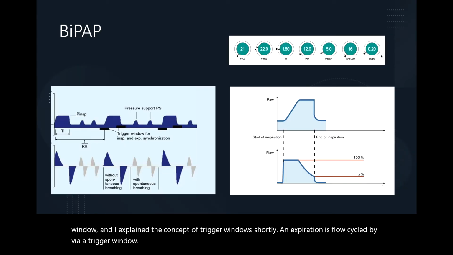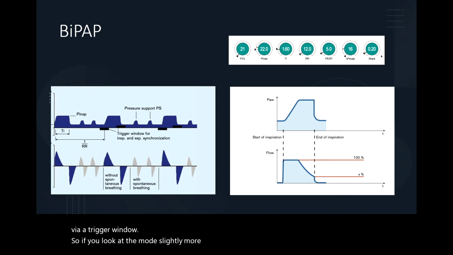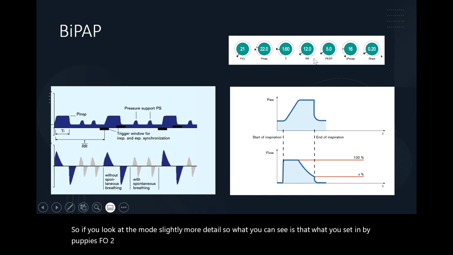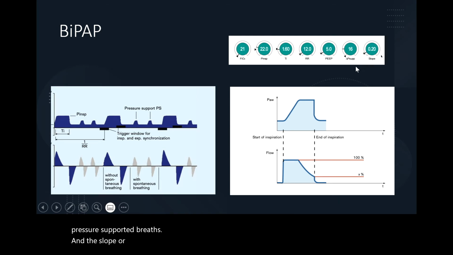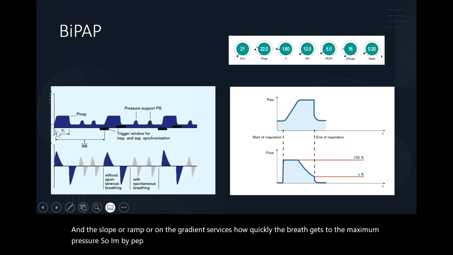So if we look at the mode in slightly more detail, what you can see is that what you set in BiPAP is FiO2, inspiratory pressure, an I time, respiratory rate, a PEEP, pressure support for the pressure supported breaths, and a slope or a ramp or kind of gradient. So this is how quickly the breath gets to the maximum pressure. So in BiPAP, you'll find that there are both ventilator generated breaths, which last a certain I time, but there are also patient triggered breaths.